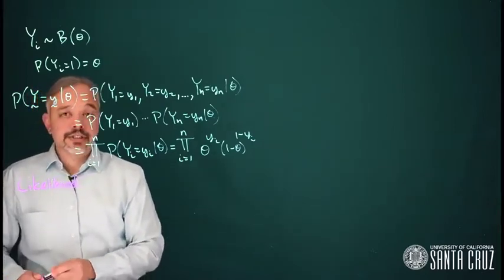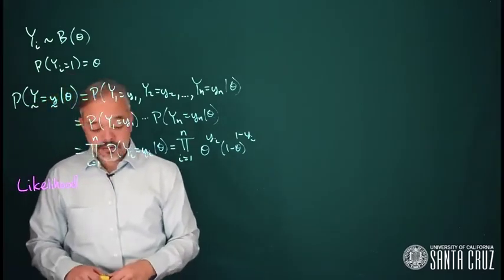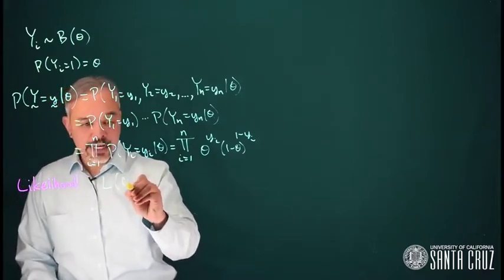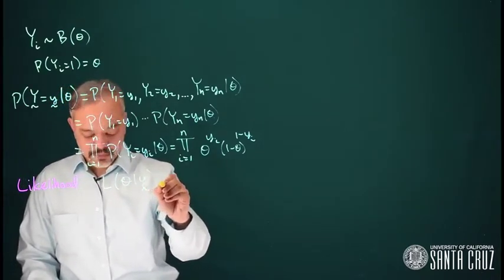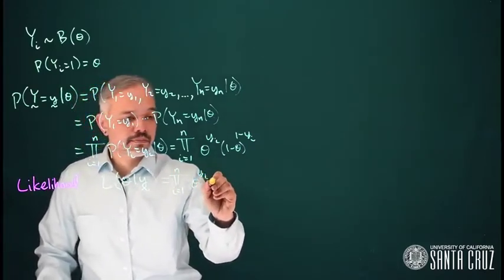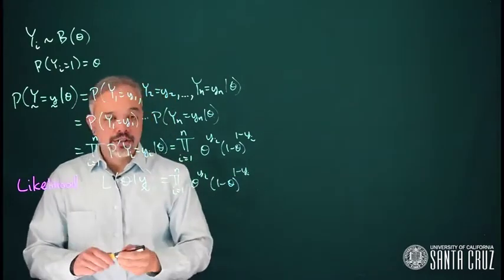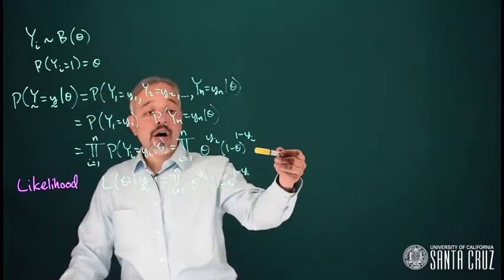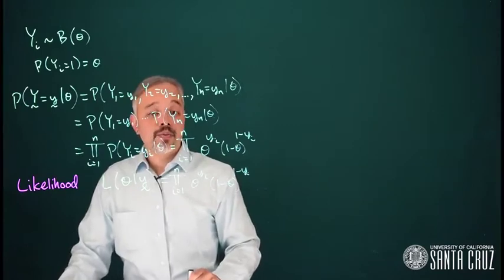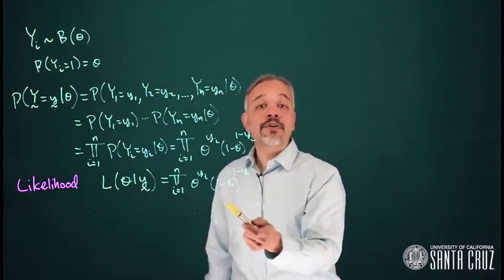The likelihood function is this density function thought of as a function of theta. So we can write this L of theta given y. It looks like the same function, but up here this is a function of y given theta, and now we're thinking of it as a function of theta given y. This is not a probability distribution anymore, but it is still a function for theta.